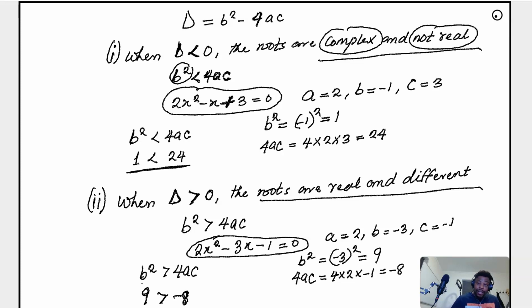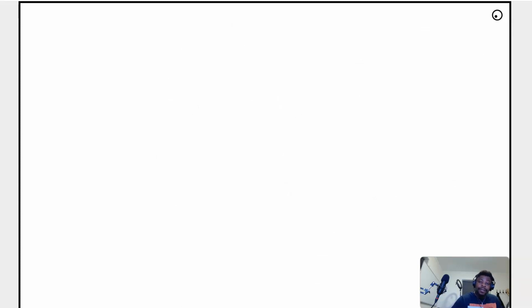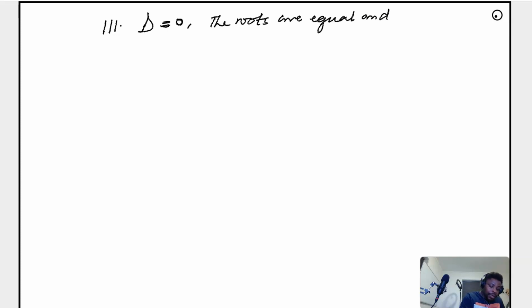Now let's take the last one. When d is equal to 0, the roots are equal and real. So the roots are real and equal roots. For that to happen, that means b squared must be equal to 4ac.